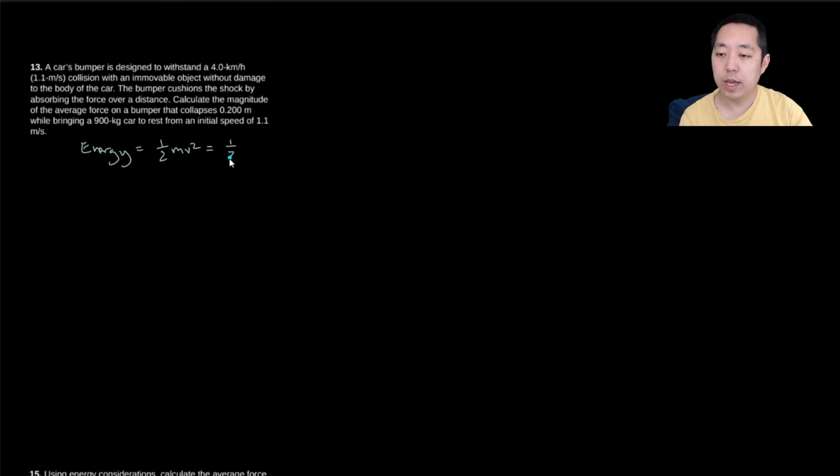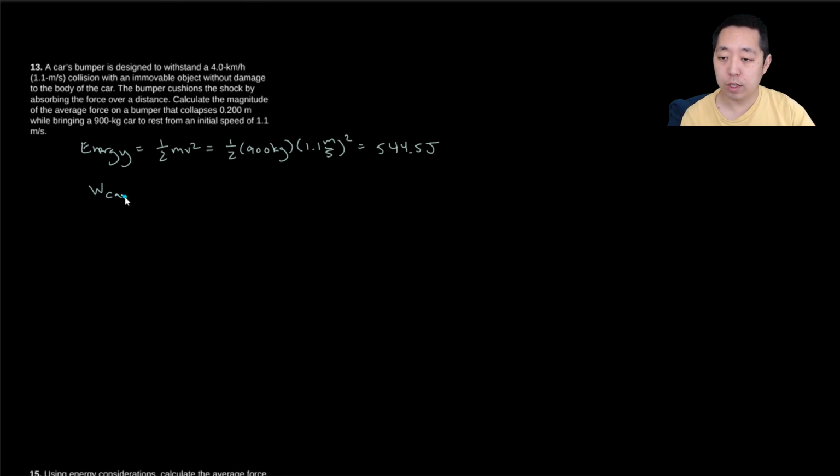so this is 1/2 times 900 kilograms times 1.1 meters per second squared. Okay, this is the initial energy of the car. It is 544.5 joules. Now, in order for this energy to have disappeared, something must have done work on the car in order to reduce all of its energy to 0.